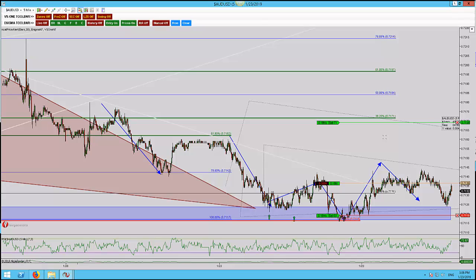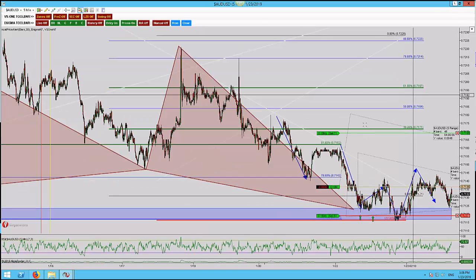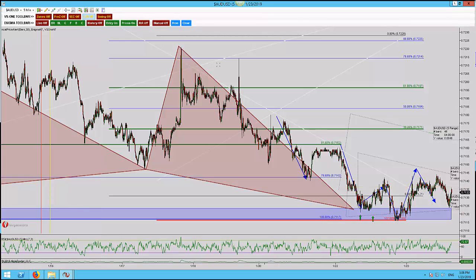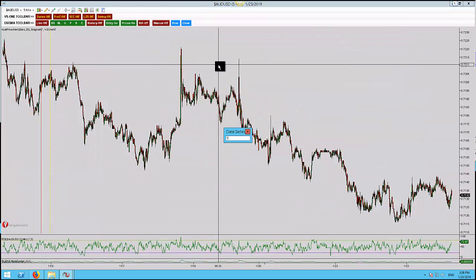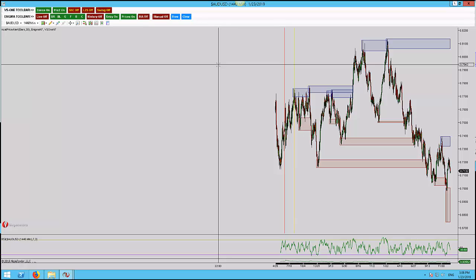We're here on the Aussie dollar 5 minute and we have a head and shoulders playing out based on a Gartley pattern. So what I'm just going to do here is delete everything off. Let's do the high time frame analysis, then we can actually talk through this.